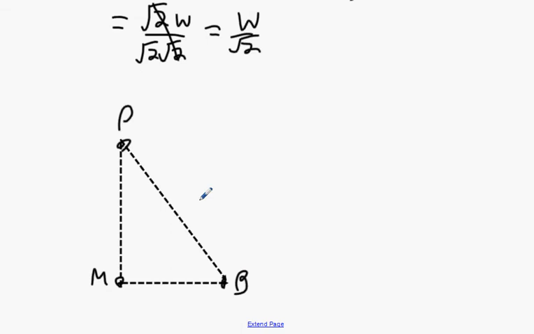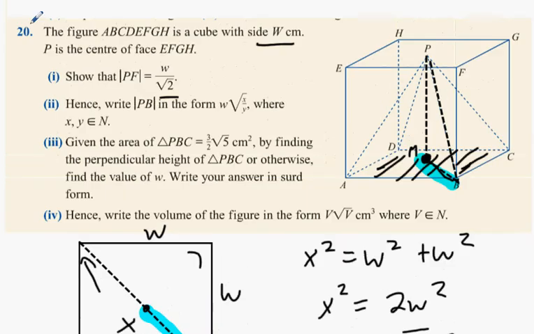We're looking for PB, aren't we? What is it? We'll call it Y. What's M to B? W over root 2. What's P to M? P to M is the height of the cube, which is, do you agree it's W? Here to here is the same height as here to here, so it's just W. So what's next then, guys? Y squared equals W squared plus W over root 2 squared.